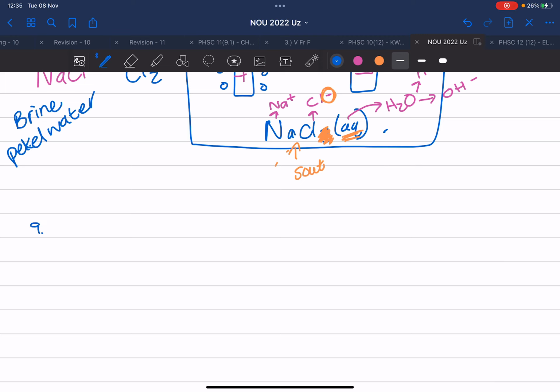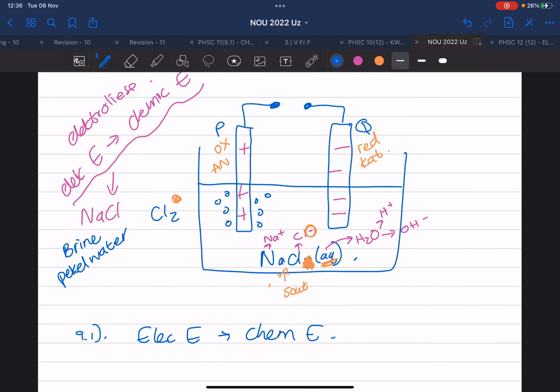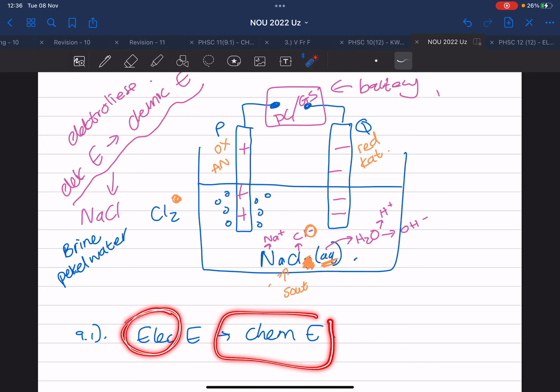Question 9.1: define the term electrolysis. That is where electrical energy is converted into chemical energy. How can you derive this from this picture? It is because it started with this direct current source. That tells you that it is a battery. It tells you that you start with electricity, you start with energy, and then it causes something to happen. So you begin with electrical energy and it gives you chemical energy.